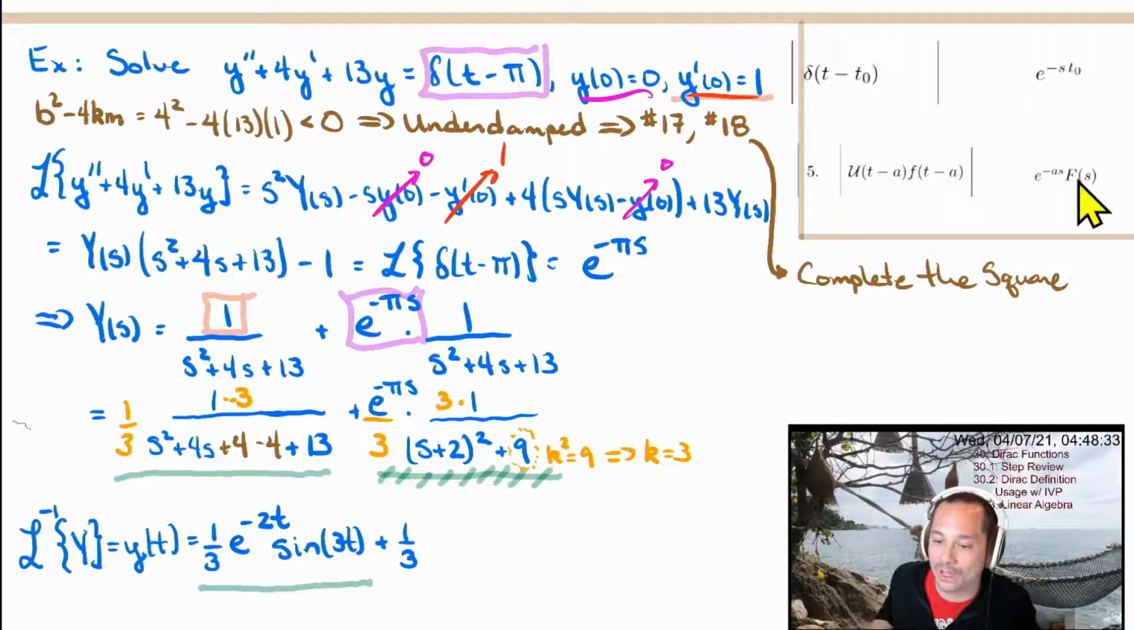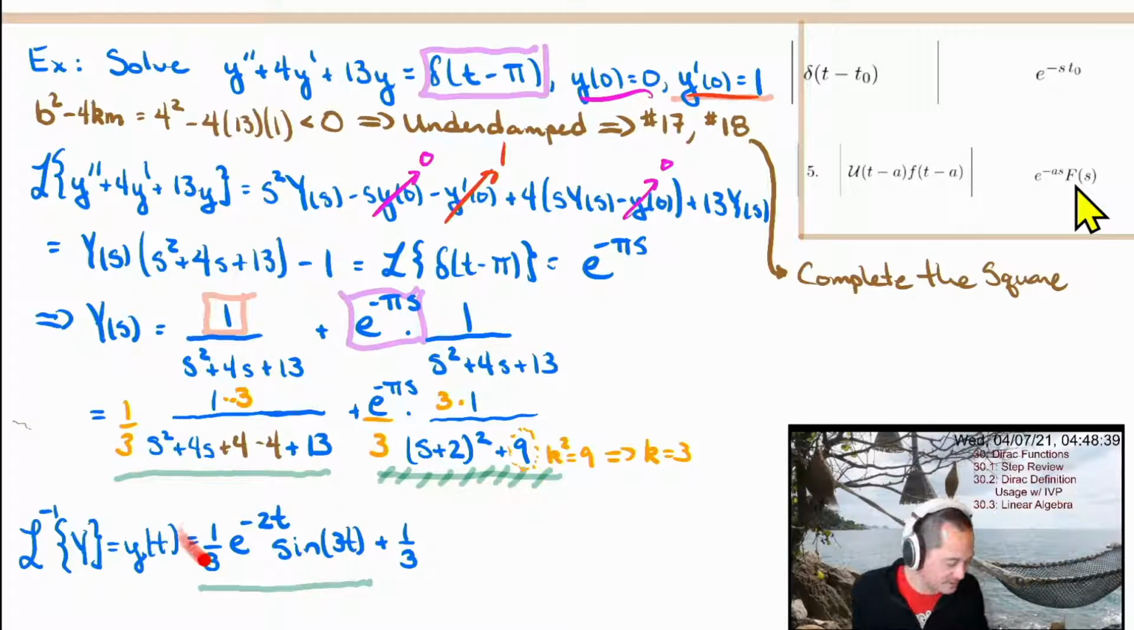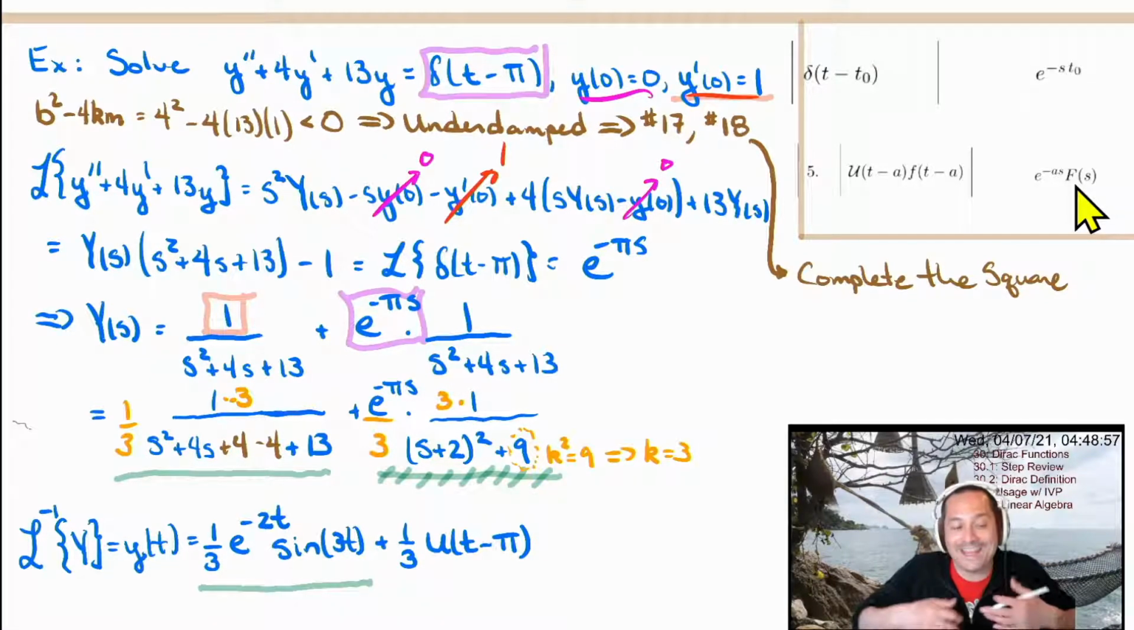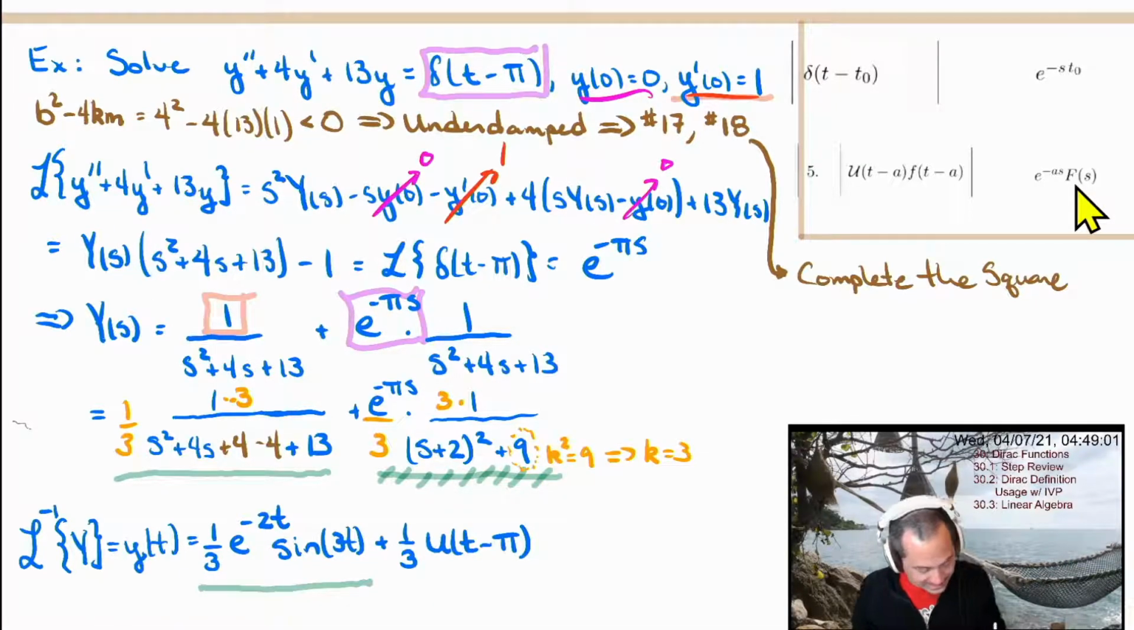And then I have capital F of s. And then the question is, from capital F of s, what's little f of t? Well, little f of t, that was the first term anyhow. I already had that. I figured that out. So this becomes u of t minus pi. This term is laying in wait until pi seconds. And when pi seconds happens, I hit the mass again with a hammer. And that excites the mass some more. What is excited about the mass is its underdamped motion.